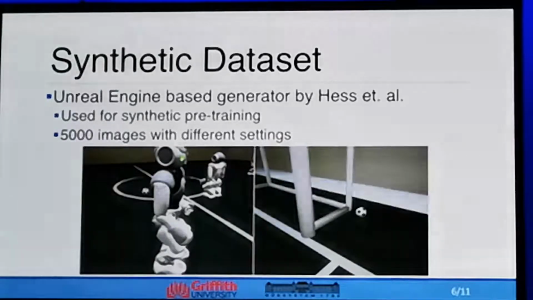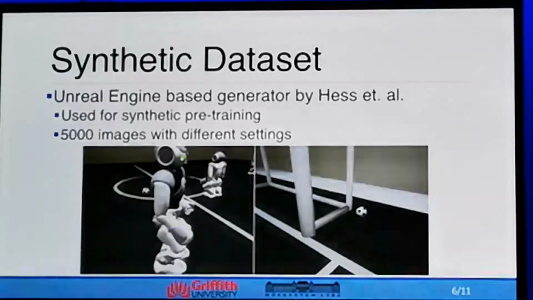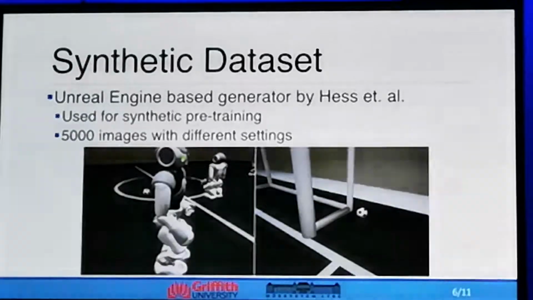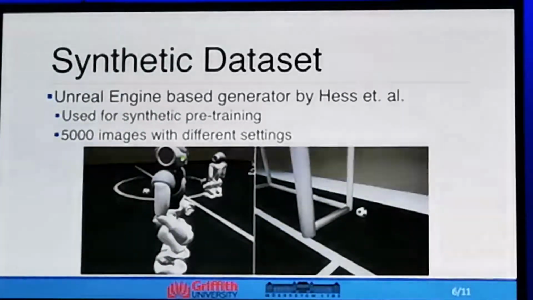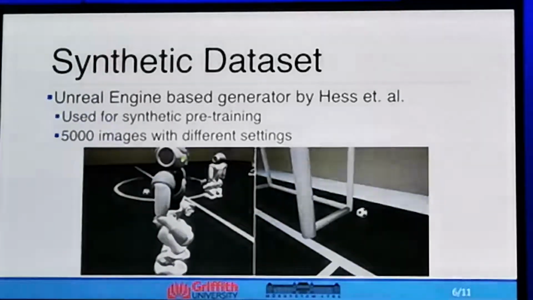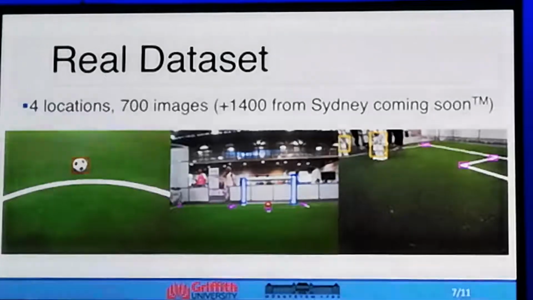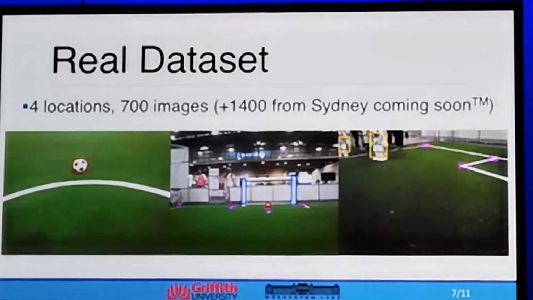Right, we pre-trained the network on a synthetic data set that was created using the generator created by Tim Hess, who's probably here. Yeah, shout out to Tim. We created about 5,000 training images, and of course the labels were generated automatically. This is used for pre-training. And we had a small real data set for fine-tuning, which was hand-labeled.